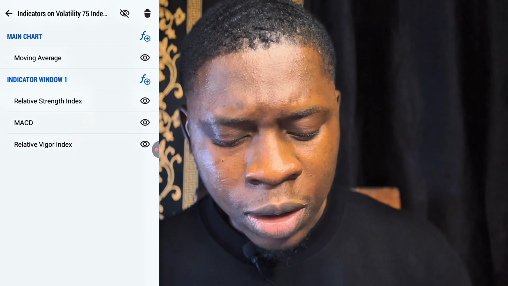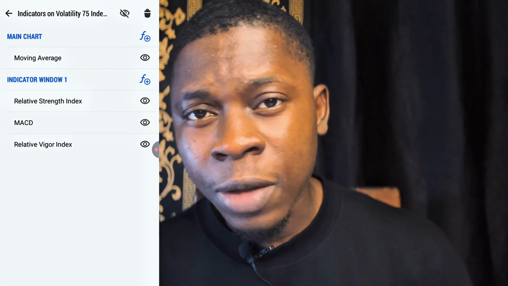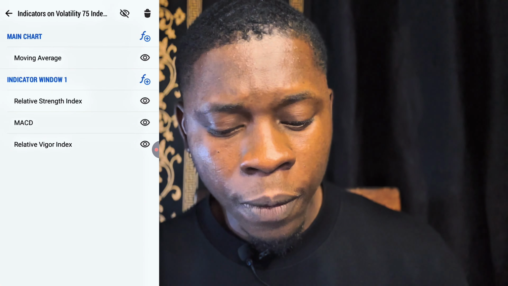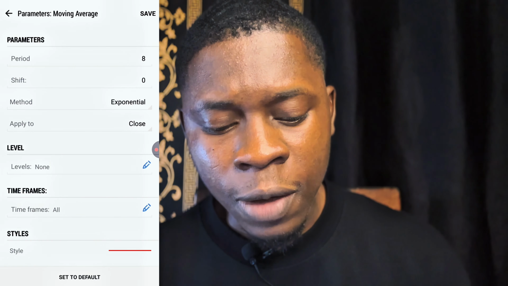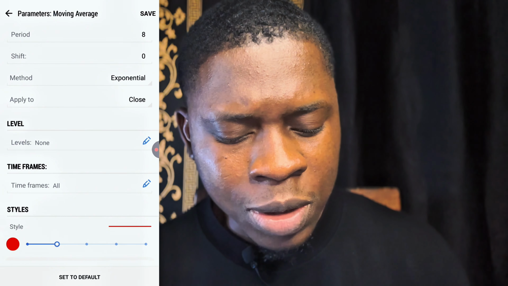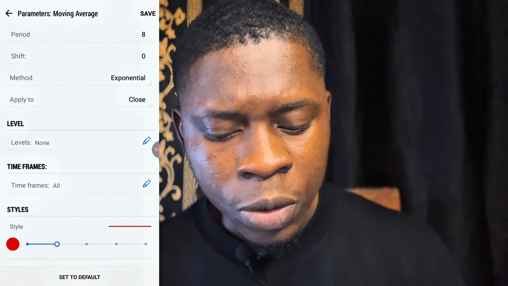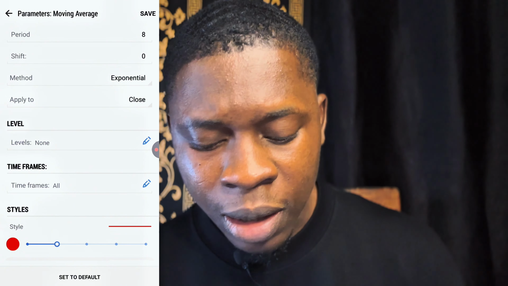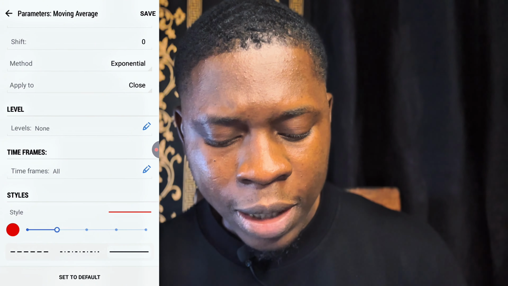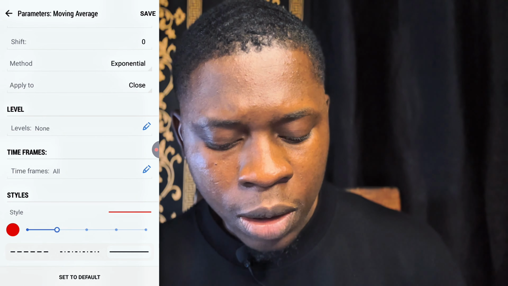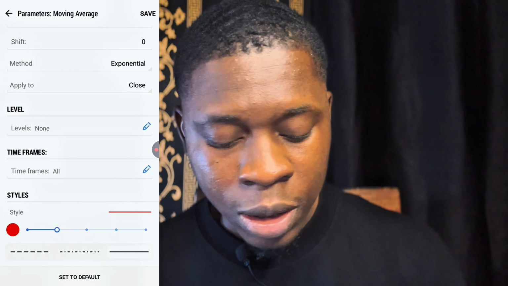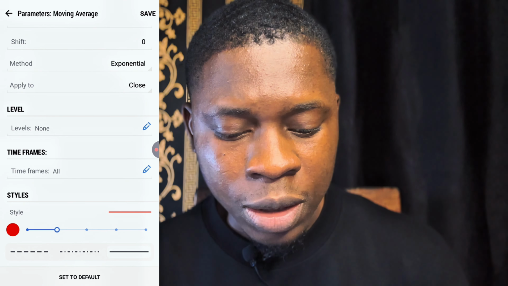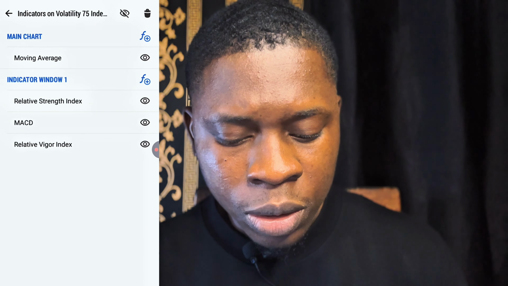So we'll go over to the indicator section, and currently we're using about 4 indicators on our chart right now. So the first one is going to be the moving average. For the moving average, you want to make sure that you set the period to 8, then you put the shift to 0. The method is going to be exponential, then you apply to close. All right. Then the style, you put it on 2 pixel with color red, with this third trend line, as you can see at this point.